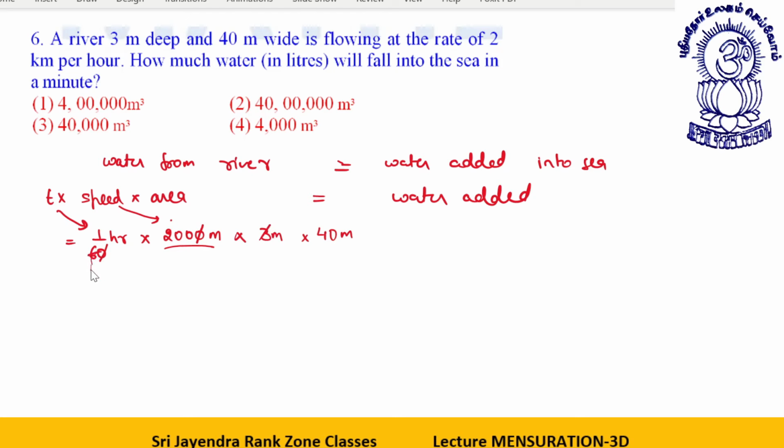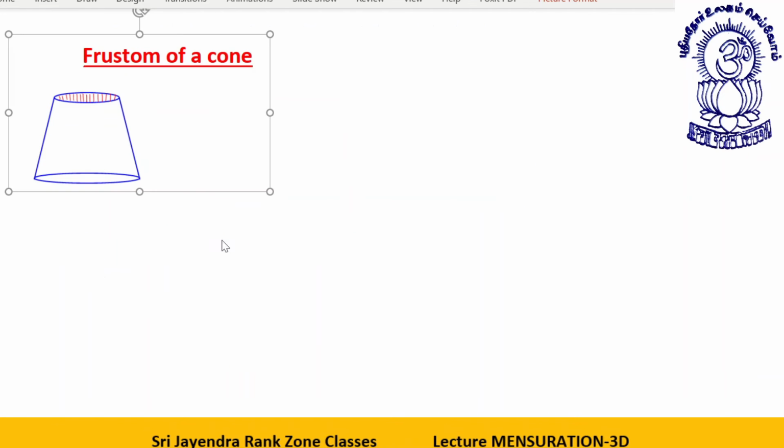3 will cancel with 6 to give you a 2. So you have 200 into 40 divided by 2, or I can say 4000 meter cube is your answer. I hope this portion is clear to all of you. This concept is also clear to all of you. We have done sufficient number of questions. Let's move to the next concept.